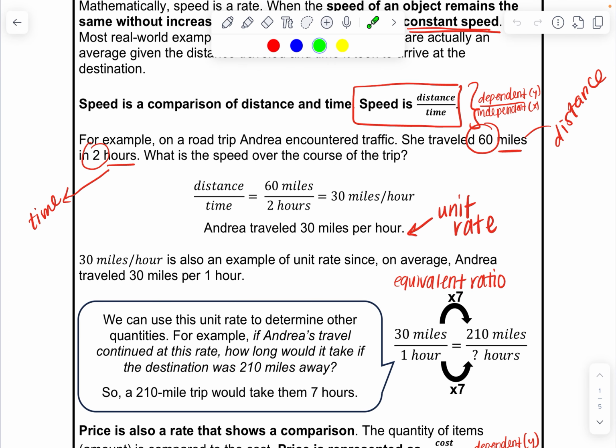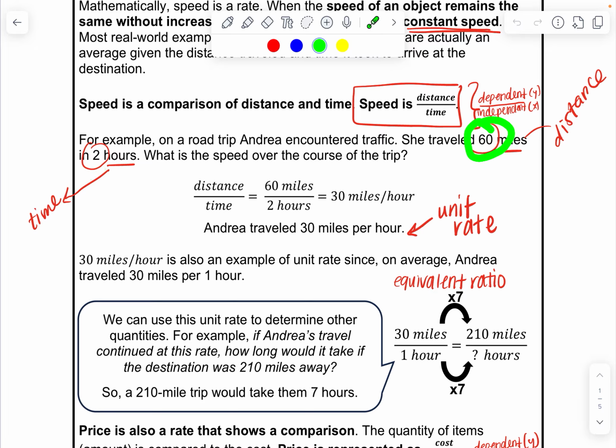So in this example right here, it says, for example, on a road trip, Andrea encountered traffic. She traveled 60 miles in 2 hours. This is a speed question. We are able to find distance and we're able to find time. So this works for us.